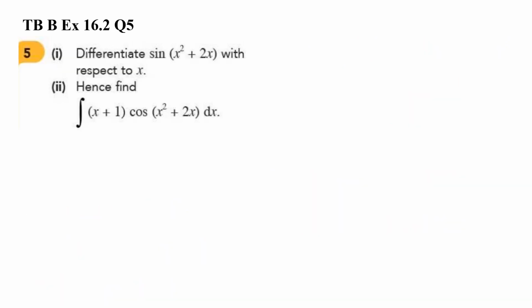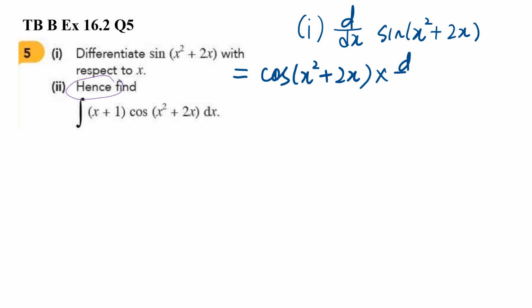If you look at question 5, this is a very popular type of questions that you may see in the exam, right? Because differentiation and integrations, they are very closely related to each other. So for part 1, you are asked to differentiate, and then part 2, make use of the answer you have found in part 1 to solve whatever you are asked to solve in part 2. So if you see the word hence, it means you have to make use of part 1's answer. So that's differentiate sine bracket x squared plus 2x. So differentiate sine, you get cos bracket x squared plus 2x, then times the differentiation of x squared plus 2x.